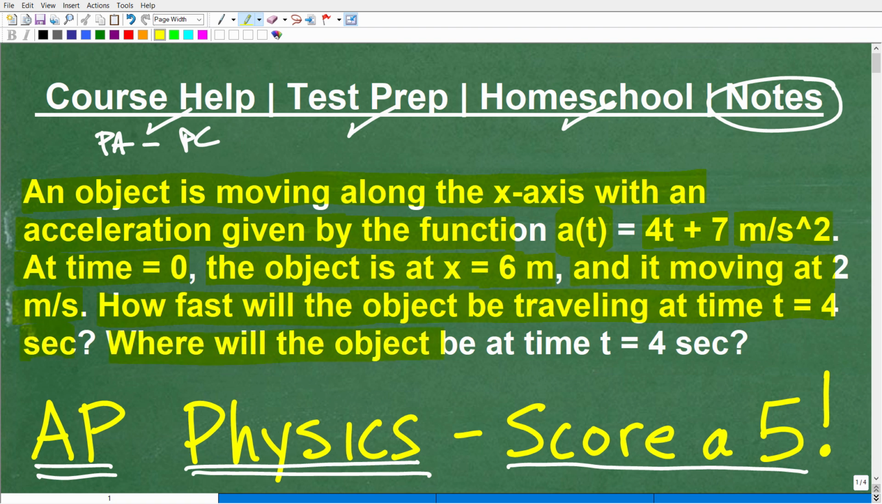And where will the object be at time t equals 4 seconds? So we have two questions here. How fast at t equals 4, and where is this object going to be? So this is the position at t equals 4 seconds.